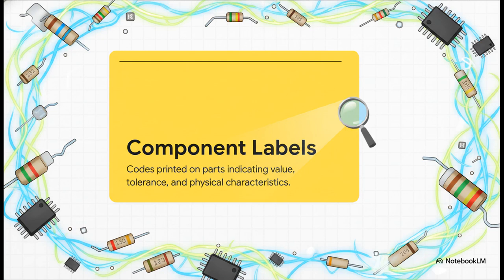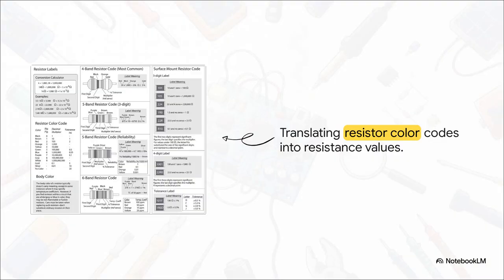Well, that brings us to component labels. Because honestly, these parts are often smaller than a grain of rice, so manufacturers obviously can't print a whole instruction manual on them. Instead, they rely on a clever translation code. We're talking tiny colored bands, specific letters, or short little digits that tell you a component's exact value, its tolerance, and its physical characteristics. Let's take resistors, for example.